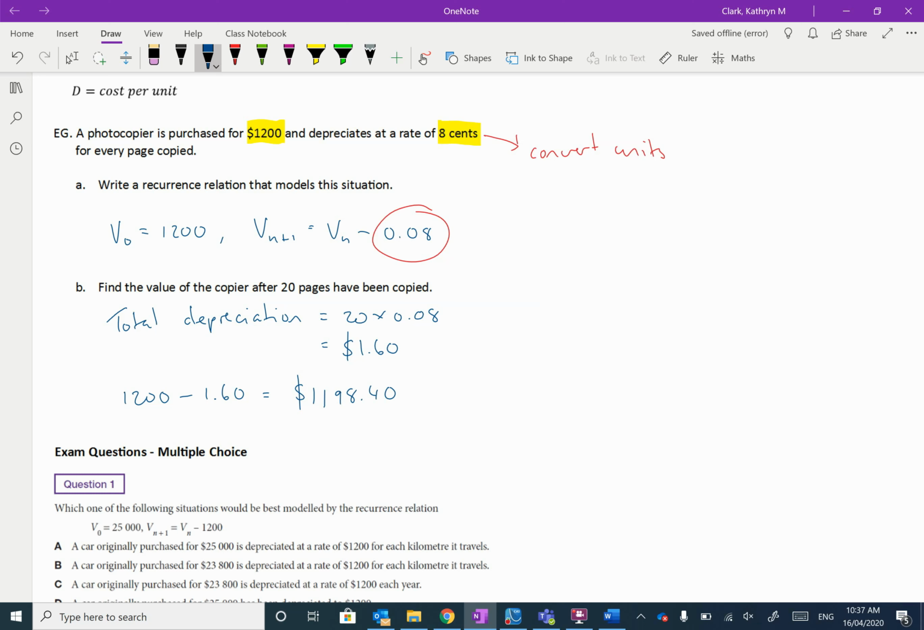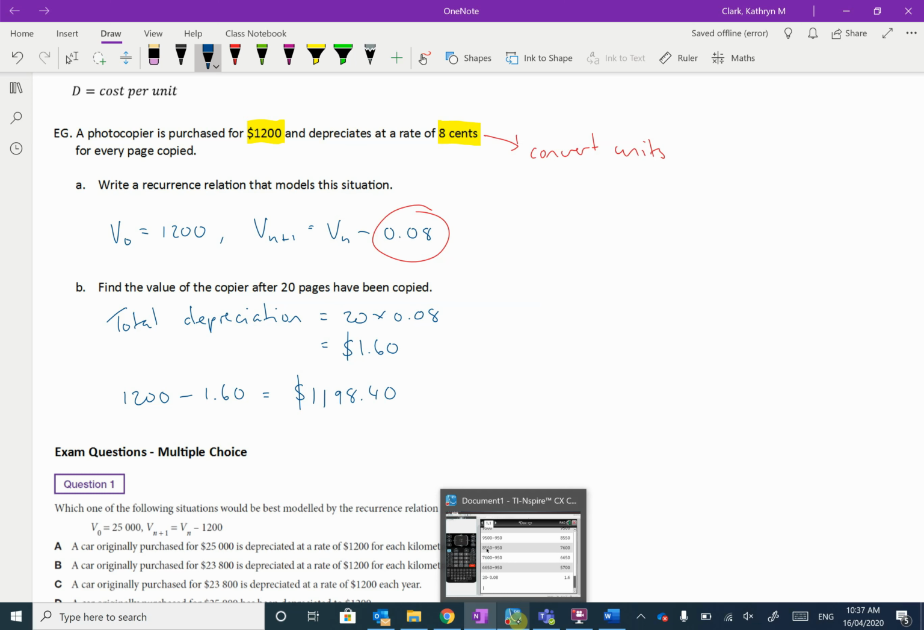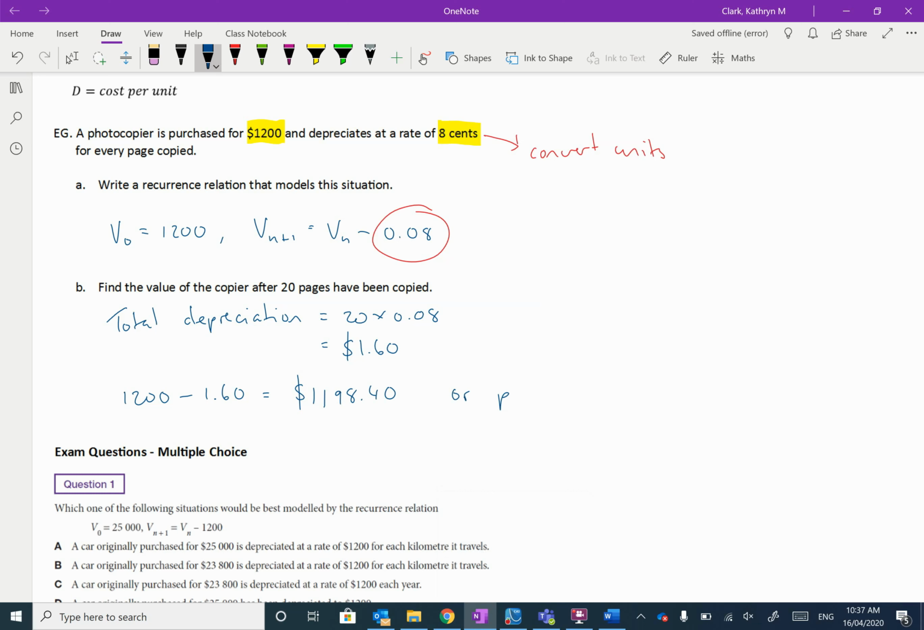Yes. Rather than going on to our CAS and doing 20 iterations. I mean, you can do that, but it's kind of annoying to keep track of. But yeah, not many people want to do that.